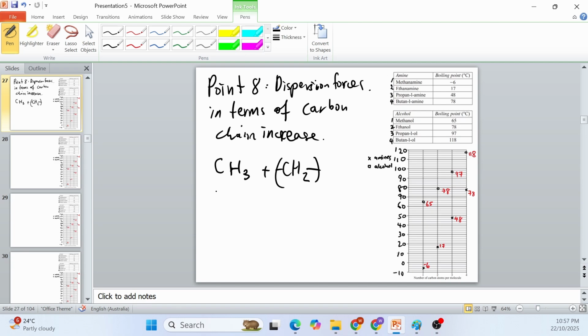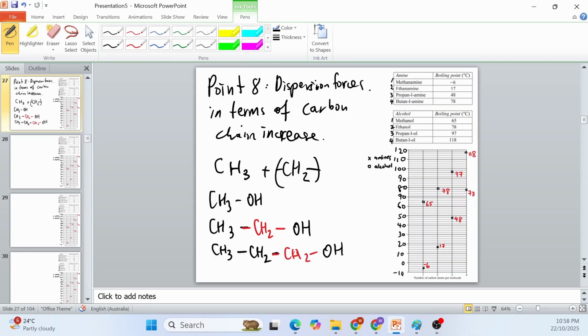So let's visualize that. CH3OH is methanol. CH3, now we add 1 more unit. That is ethanol. Let's continue. CH3, CH2, we now add 1 more unit. That is propanol. And then we add 1 more unit of CH2. And that makes butanol.